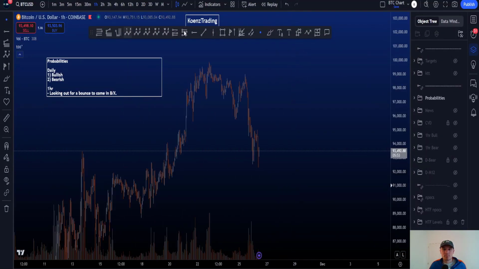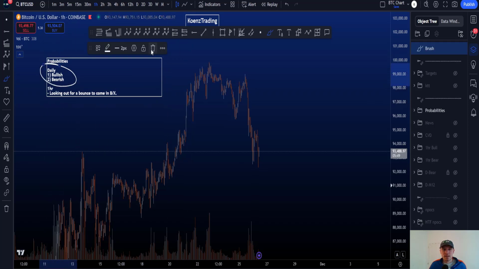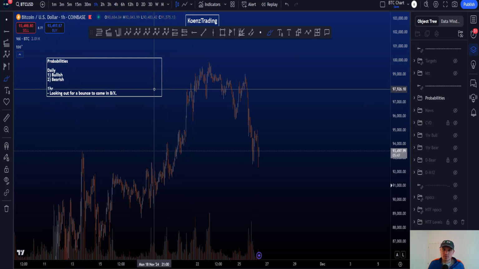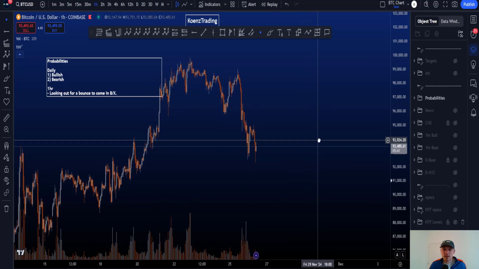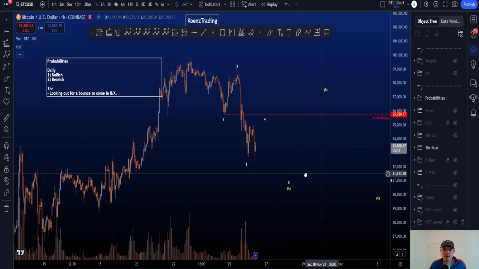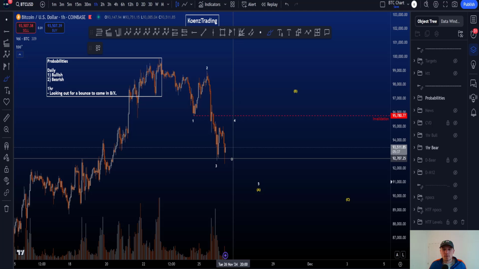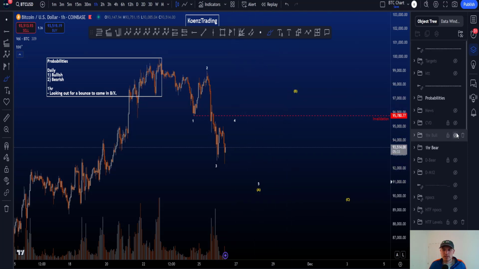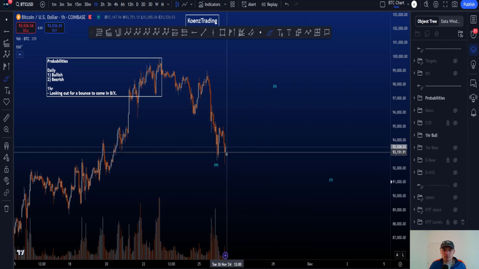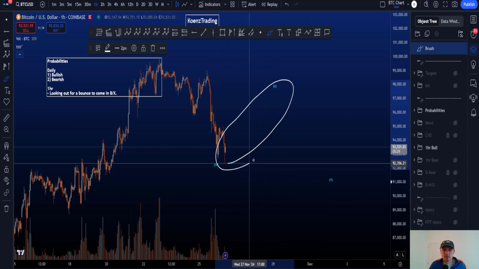And if we then look at the probabilities of the different scenarios, then on the daily time frame, the probabilities are higher for the bullish scenario compared to the bearish scenario. And on the 1 hour time frame, we are actually just looking for a bounce to come in a wave B or a wave X, because if we're looking for a wave B, we want to see one more low in A and then get a bounce in a wave B. And if we are looking for a WXY, then we're already looking for a bit of a bounce in X.